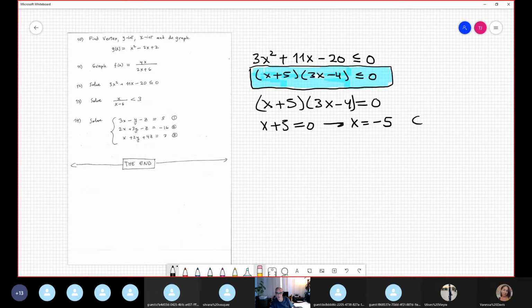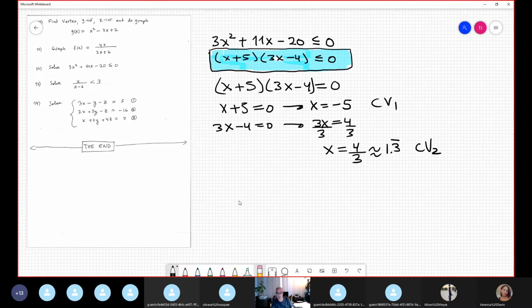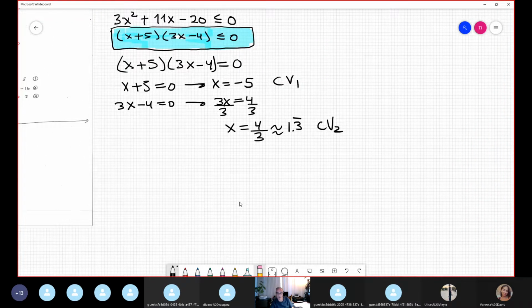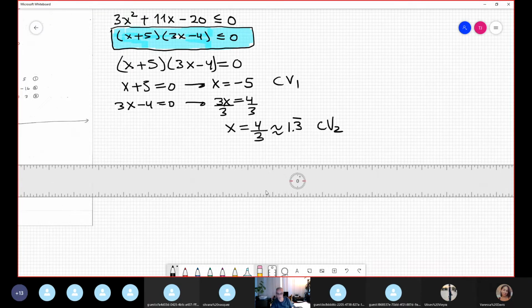And this is my first critical value. And the second one is 3x minus 4 equal to 0. You solve for x. 3x equals 4, divided by 3 on both sides, x is equal to 4/3. And 4/3 in decimal is 1.3. Repeat, you put it in the calculator, and this is my second critical value. Using this information, the critical values, I am now doing the partition of the whole real number line.